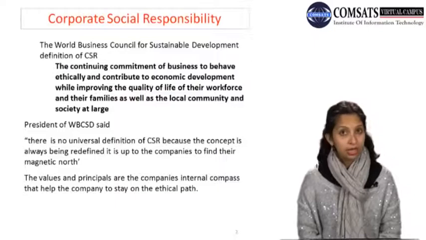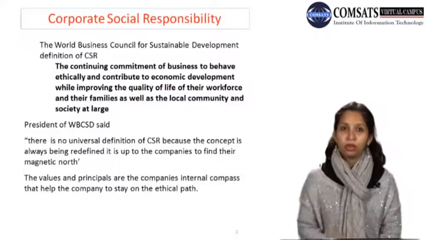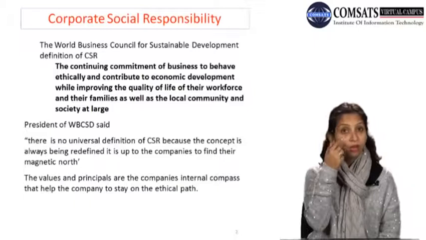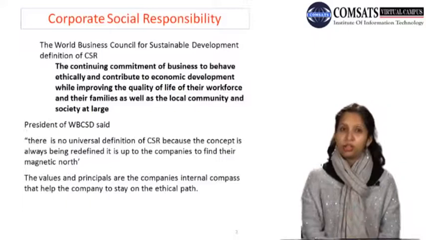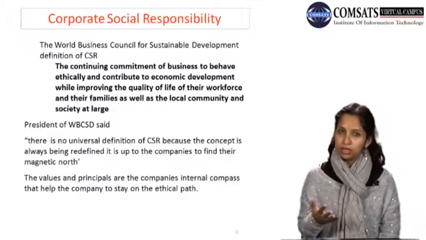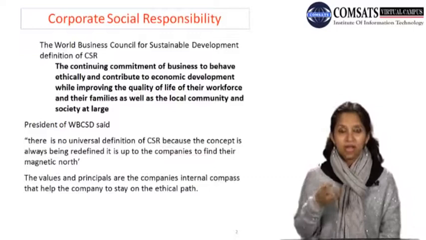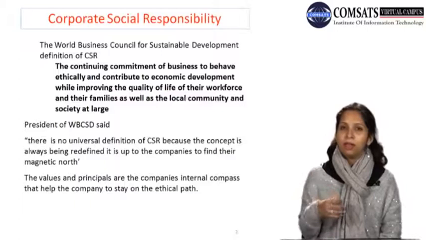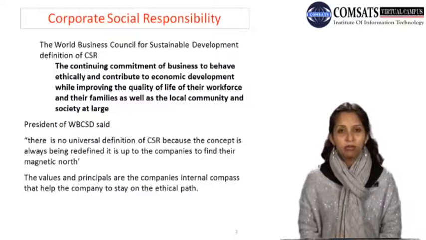So that basically means that companies should not follow other companies' examples. Companies should not have a predefined vision or a predefined statement of what CSR is and try to follow that, but try to find their own definition of CSR. They should try to find their own version of CSR and implement it in any possible manner that they can, big or small, large investment or less investment, in any form that they want, keeping in mind the definition that we have discussed above.